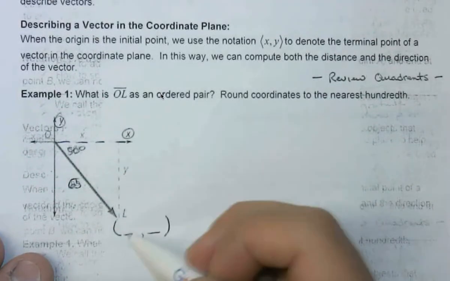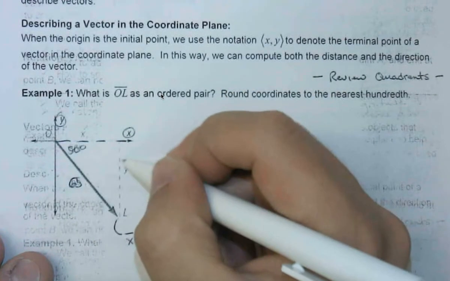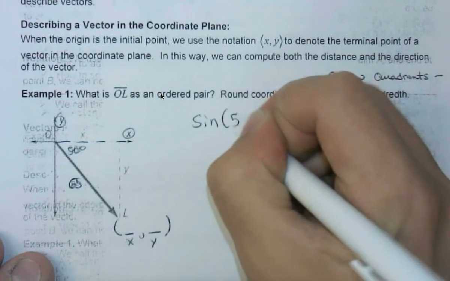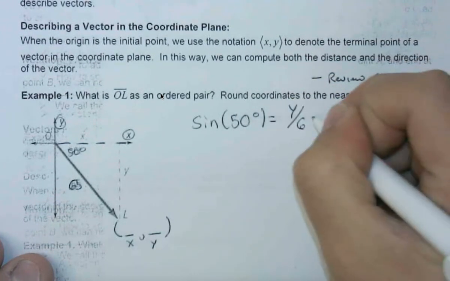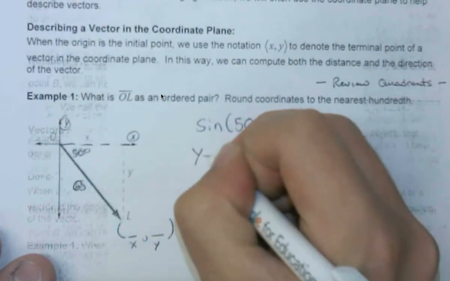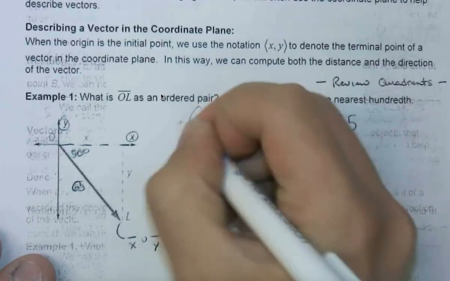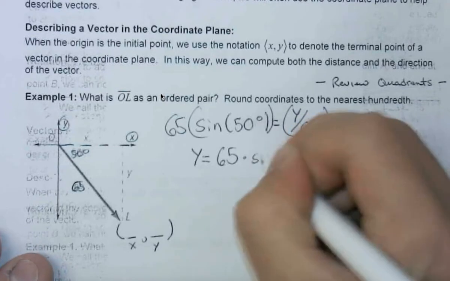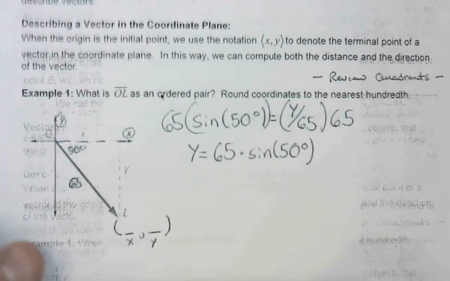Well, we need an x-coordinate, and we need a y-coordinate. So let's think. We know that across from 50 degrees is y. Our hypotenuse is 65. This could help us solve for y, right? So we know that if we multiply both sides of this by 65, y will be equal to 65 times sine of 50. So that'll help us get the y-coordinate.